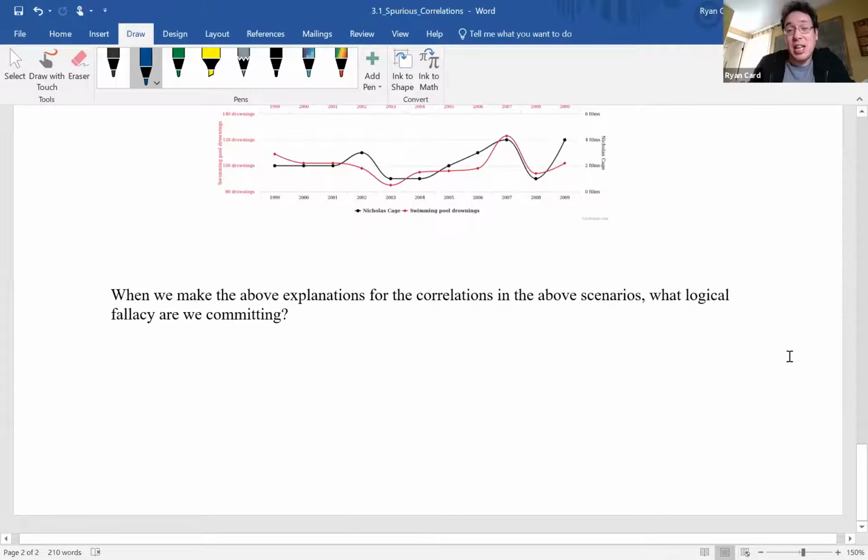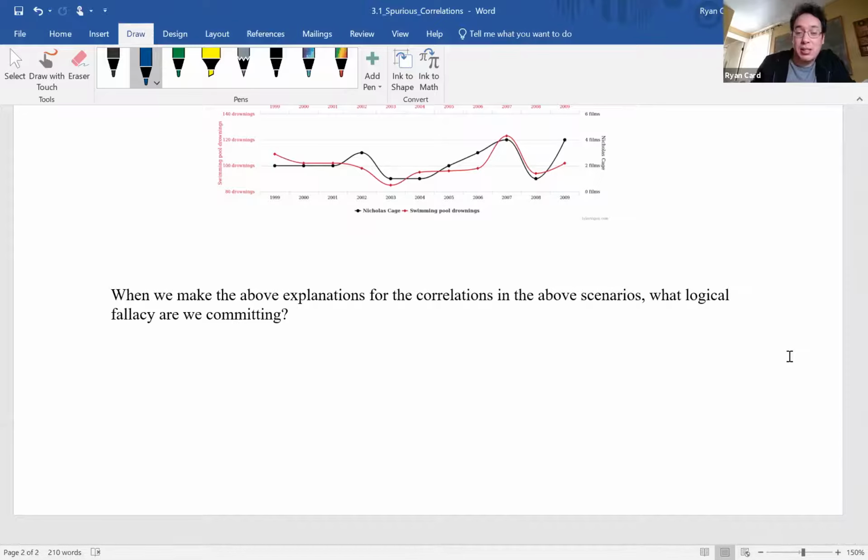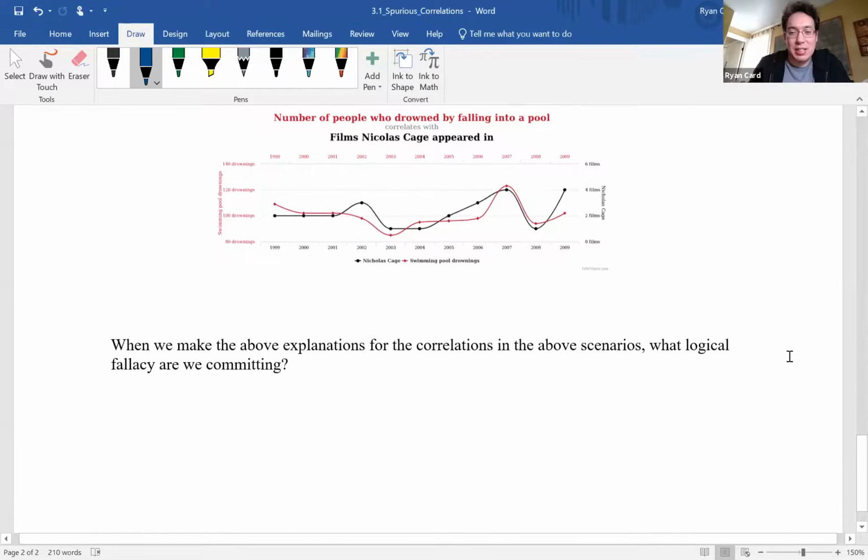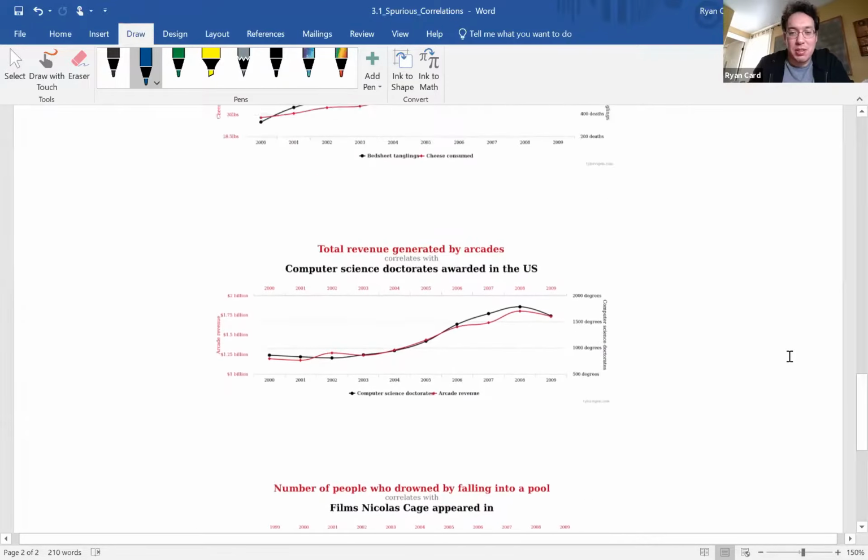And actually, this type of thinking is related to a logical fallacy that you've learned in the past from the Bad Arguments book. So I want you to go back and find what this logical fallacy is called, okay? And just tell me why this is this type of logical fallacy.